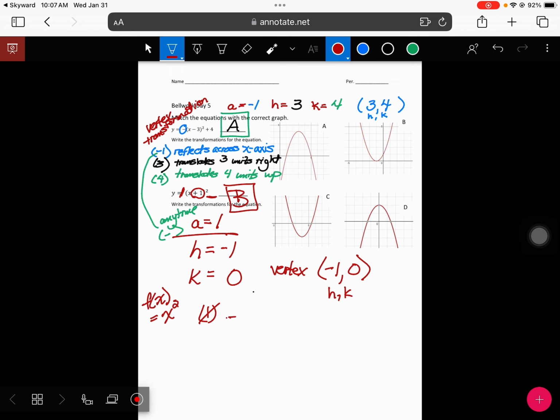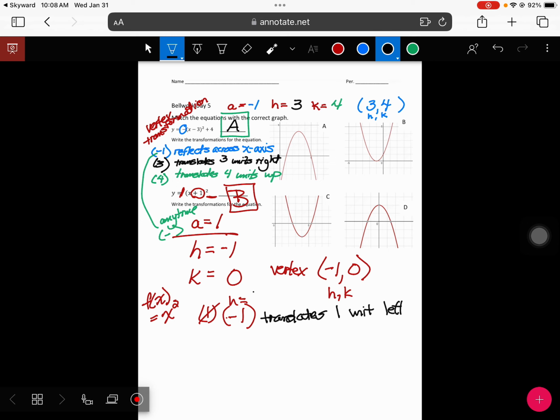How about when h is -1? Yeah, that's a change. And what would I say when h is -1? What's that fancy word? Translates. How many units? 1 unit left because it is negative. We're going to the left.